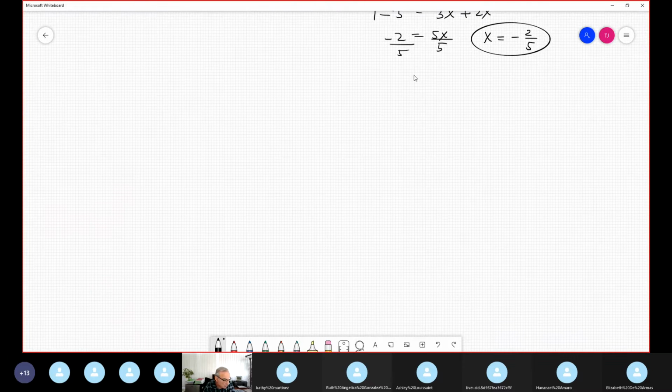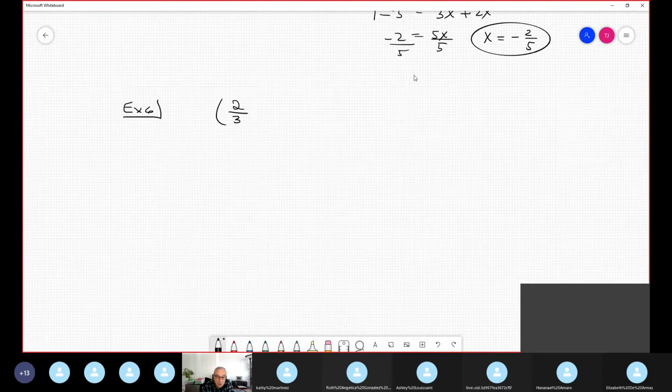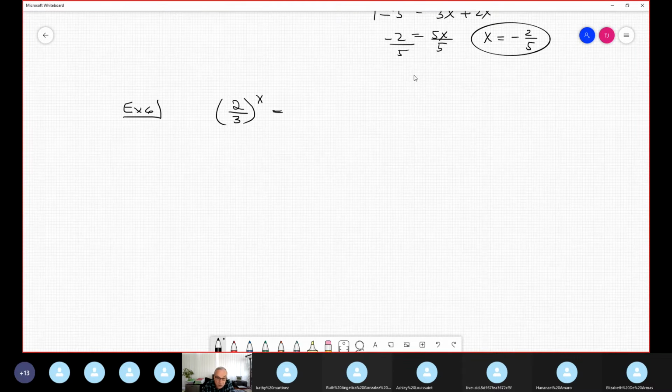Sure? Okay, I need help in number 6. It looks horrible. Okay, we have the fraction 2/3, and the root raised to the x power is equal to 9/4. Okay, so what is the common base in that case?